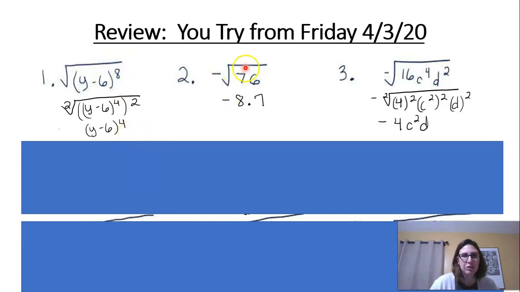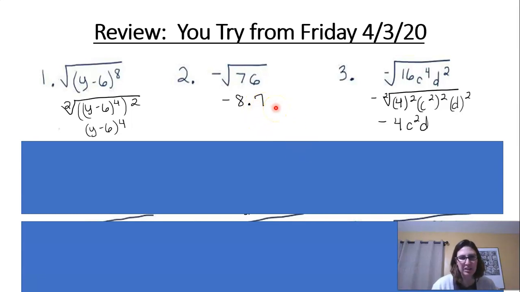Okay, you can go ahead and look at number 2. This is the square root of 76, and it has a negative out front. Remember, that's the opposite of the square root of 76. You can use your calculator to calculate the square root of 76. You're going to get a decimal. It doesn't have to be exact, but something like this.